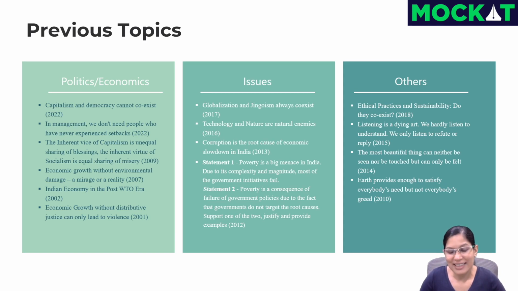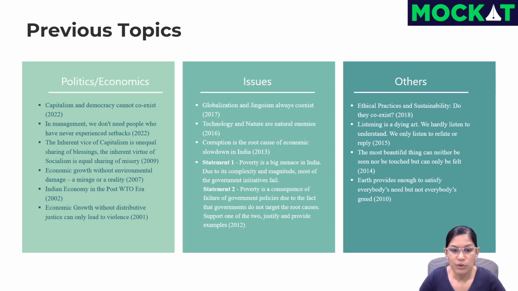This is not exactly a topic on economics. This is more of business, but it's somewhat suitable for this. We've also had topics, as you can see, on contrasting capitalism and socialism, economic growth with or without the environment. That's something which we've also seen. Another topic like technology and nature are natural enemies, which we've listed out here in the issues, which is our second rectangle out here, right?